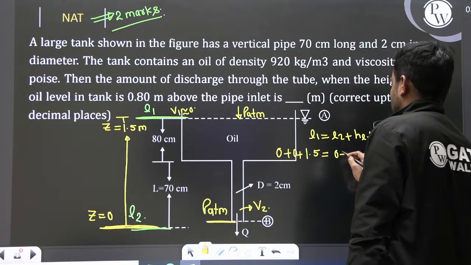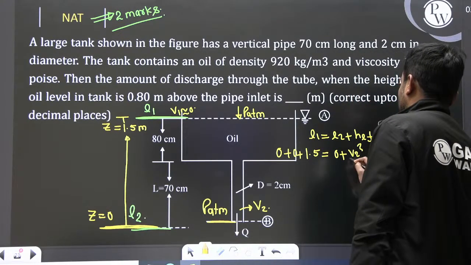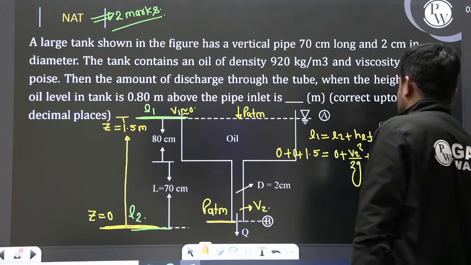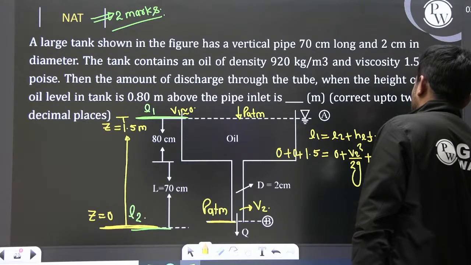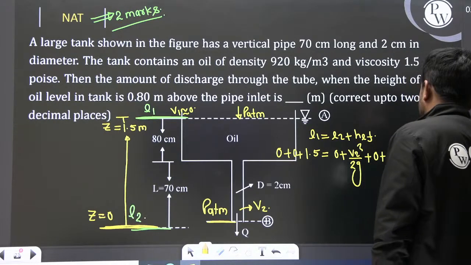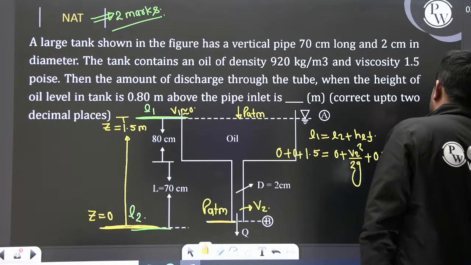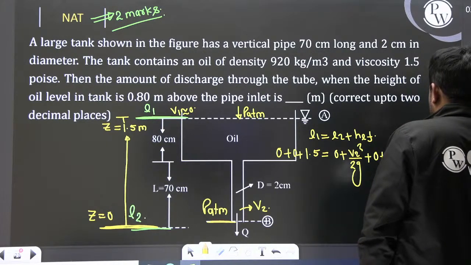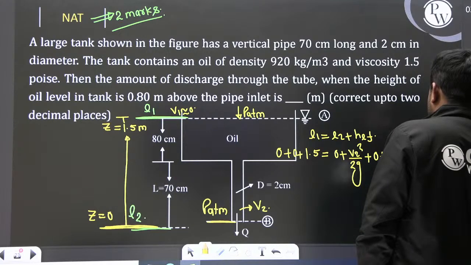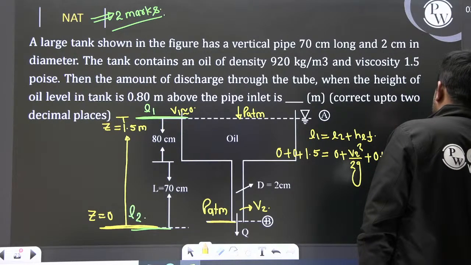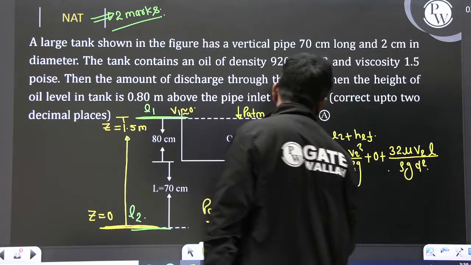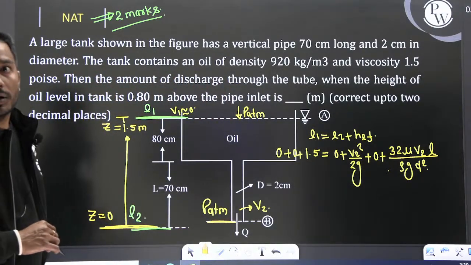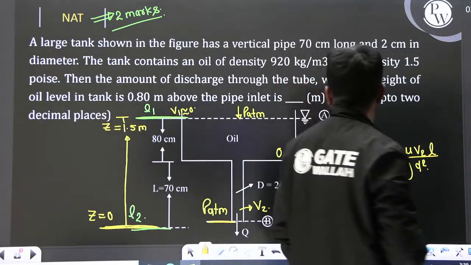So this is V2 square divided by 2g. And what about the datum? Datum is 0. Plus losses, and the losses, let's assume, are 32 mu V2 L divided by rho g d square, with diameter squared. Clear?